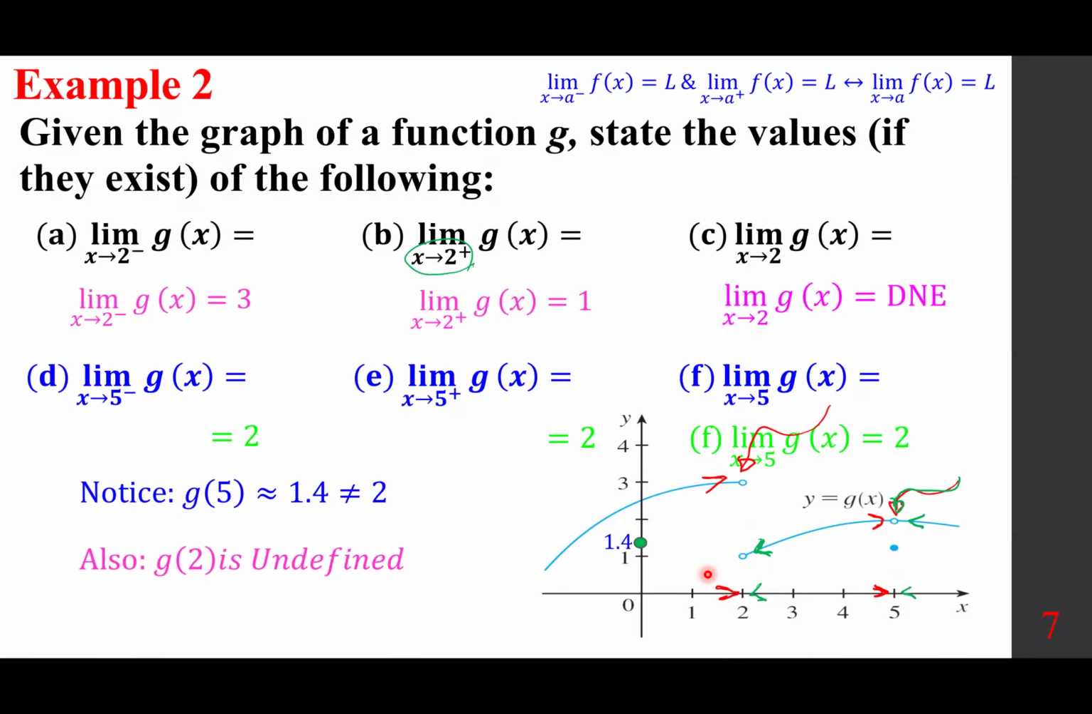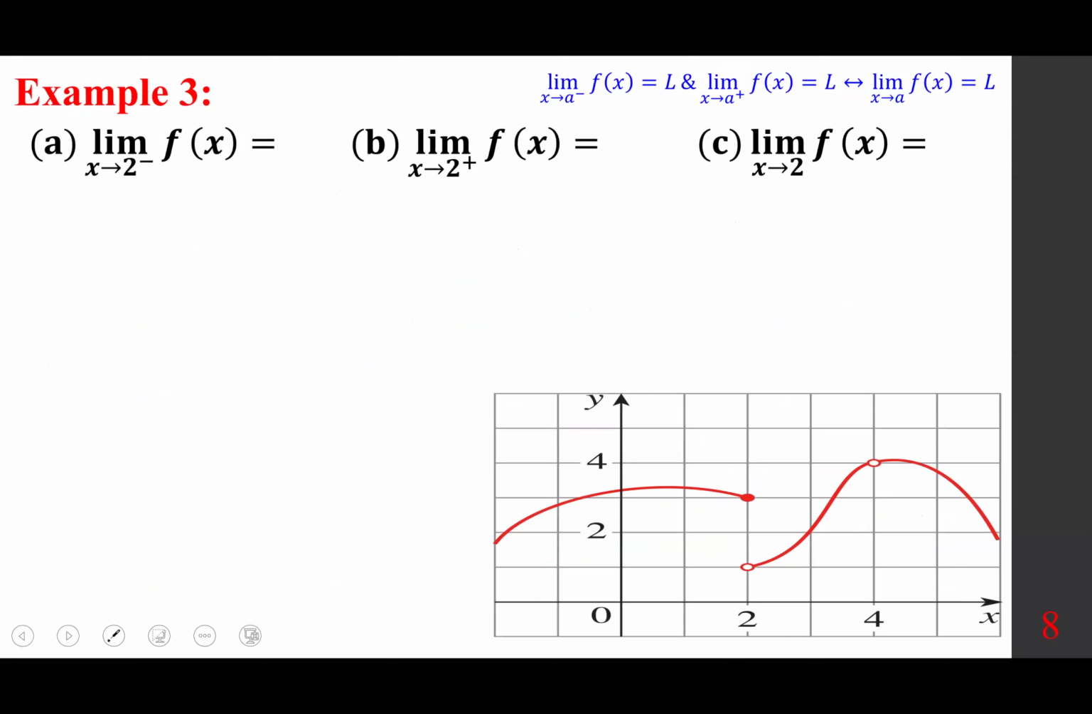Let's look at another example that involves a graph. We want to find the limit of f of x as x approaches 2 from the left. So here's 2 from the left. Let me use a different color so it becomes obvious. We are moving towards this point, and this point has a y coordinate 3. Can anybody tell us what is the limit of f of x as x approaches 2 from the right?